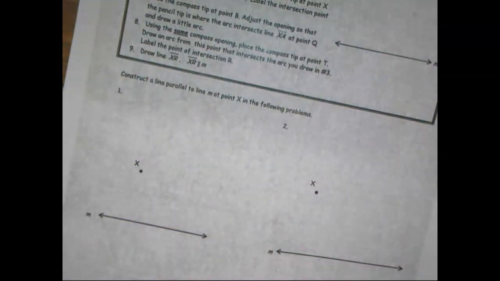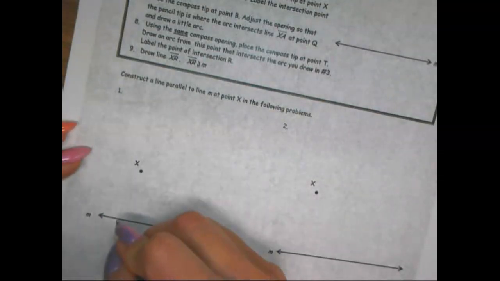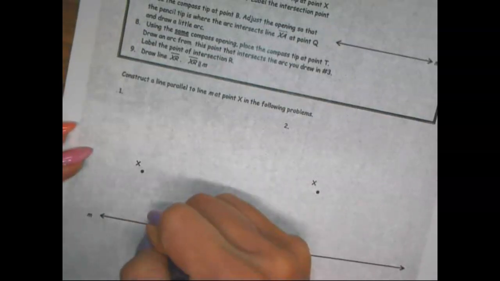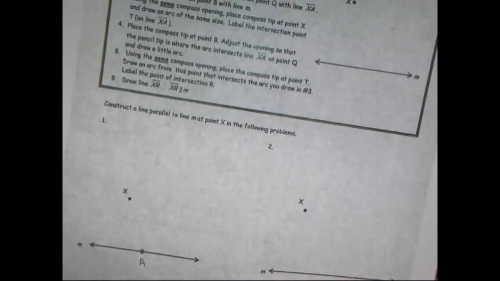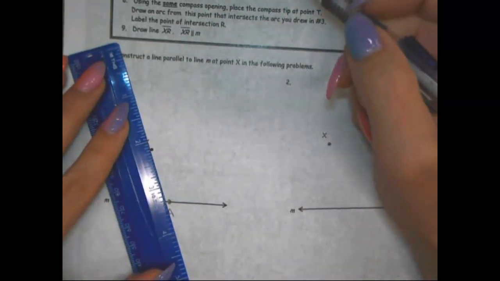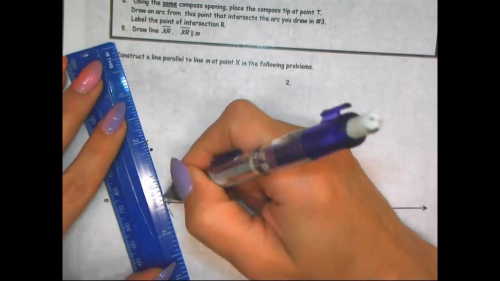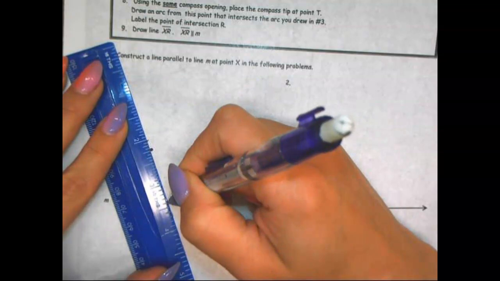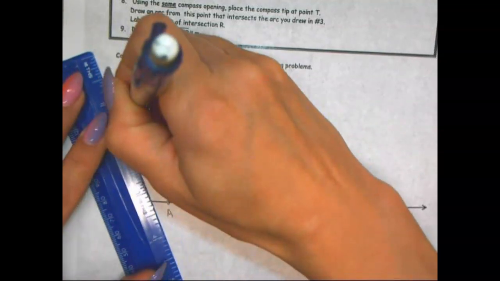So I am going to put a point on this line. So just stick it on here. This is A. All right, so I've got to draw a line through A and X. You just don't want to put A right below X. I like to have it at an angle.